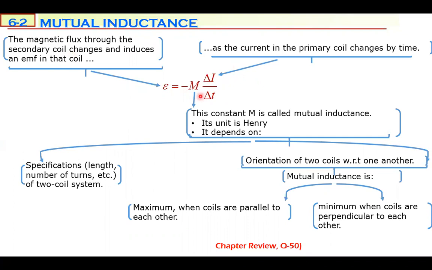And M is called the mutual inductance constant. It's a constant number. Its unit is again Henry, the same as self-inductance. It depends on two things. One is the specification of the two-coil system: length, number of turns, area, or the medium. The second is the orientation of the two coils with respect to one another. Mutual inductance is maximum when the coils are parallel to each other, and becomes minimum when the coils are perpendicular to each other. This is the end of this section 2.